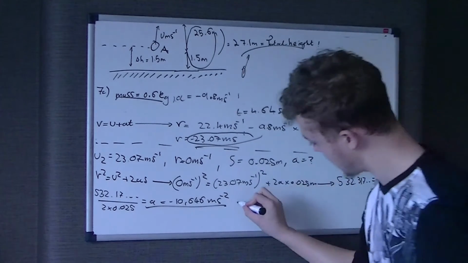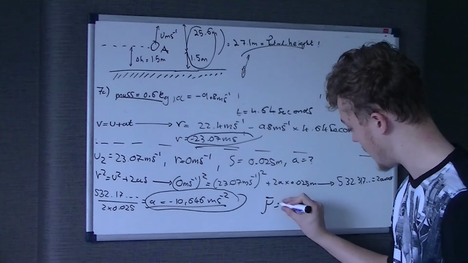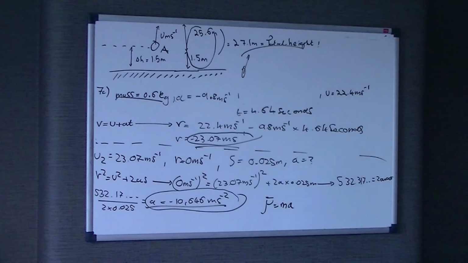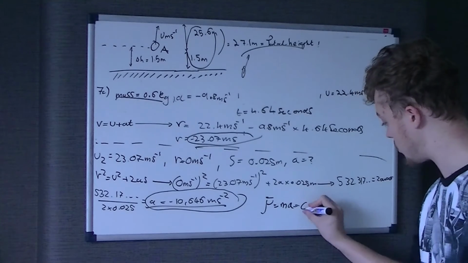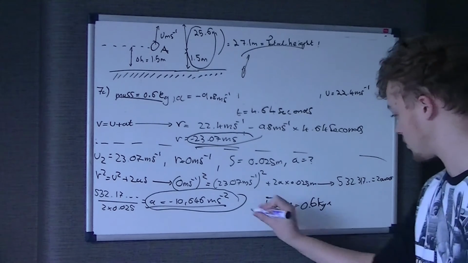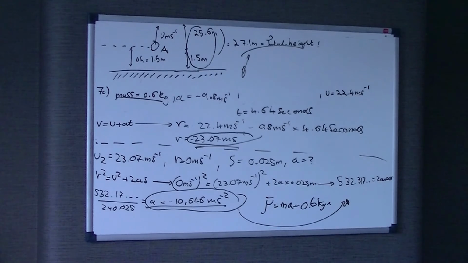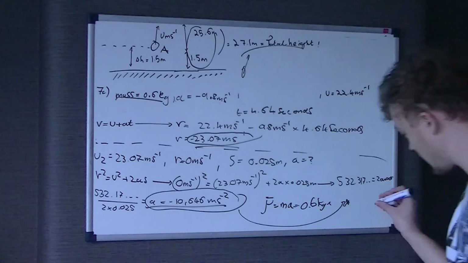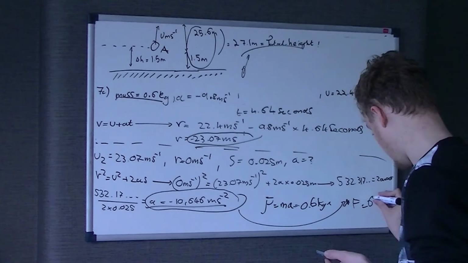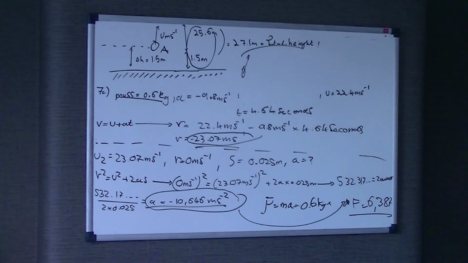Now keep that in your calculator when you press equals, because we're going to be using the standard F equals ma. So you put your mass in there, so it's equal to 0.6 kilograms times your acceleration. So again, I just say put the acceleration in to 5 significant figures, times 0.6. So that gets you a force of 6,387 newtons.